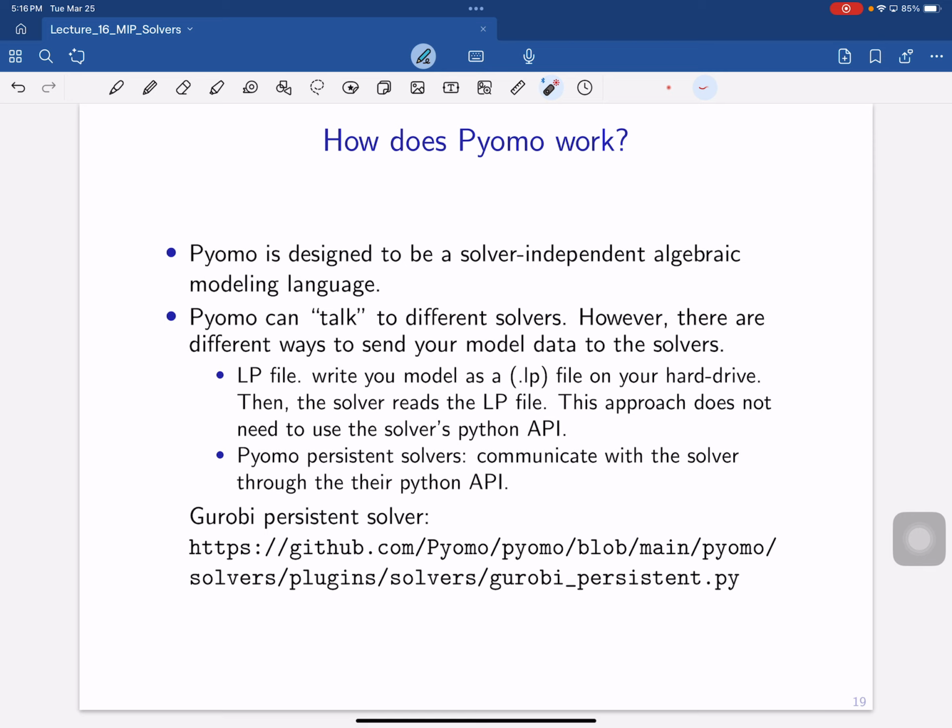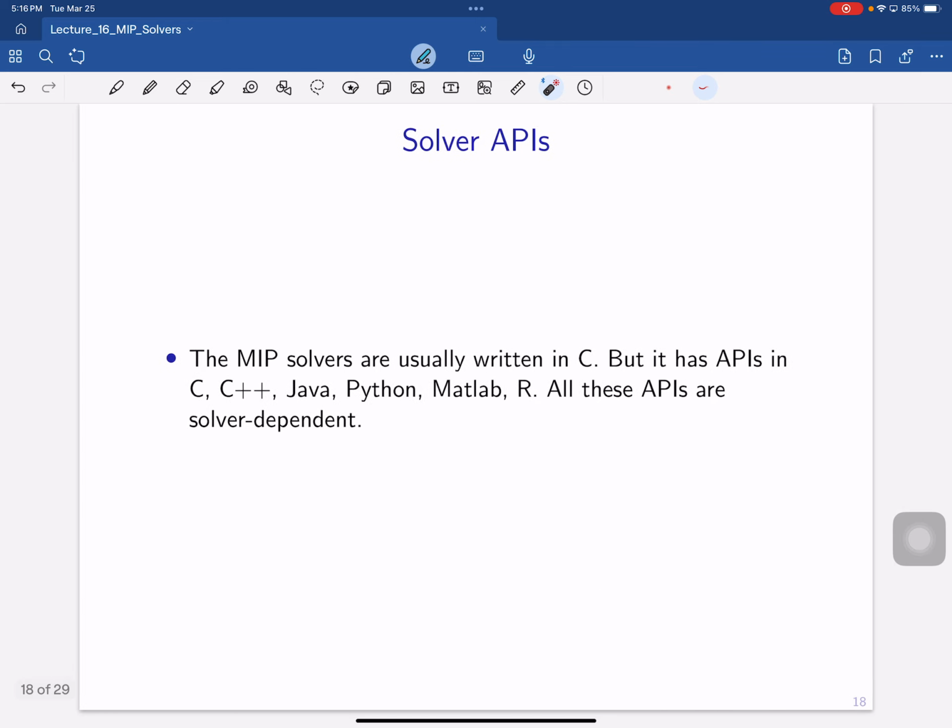There is another way to communicate with the solver, by using their Python API. From the previous slides, I said there are different programming languages you can use to talk to a solver. You can use Python to talk to a solver. But of course, different solvers have different Python interfaces.